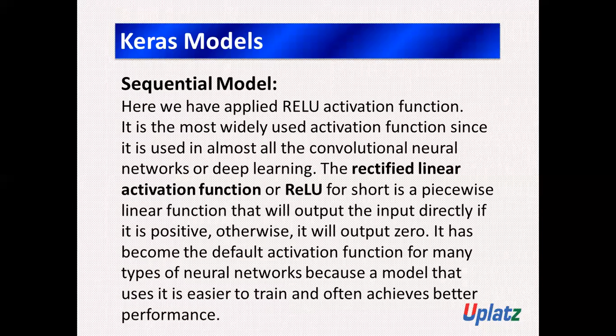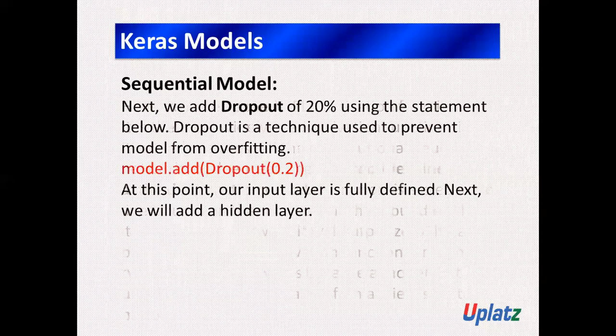It has become the default activation function for many types of neural networks because a model that uses it is easier to train and often achieves better performance. So in short, in order to achieve better performance of your model, you can use the rectified linear unit activation function. Got it?